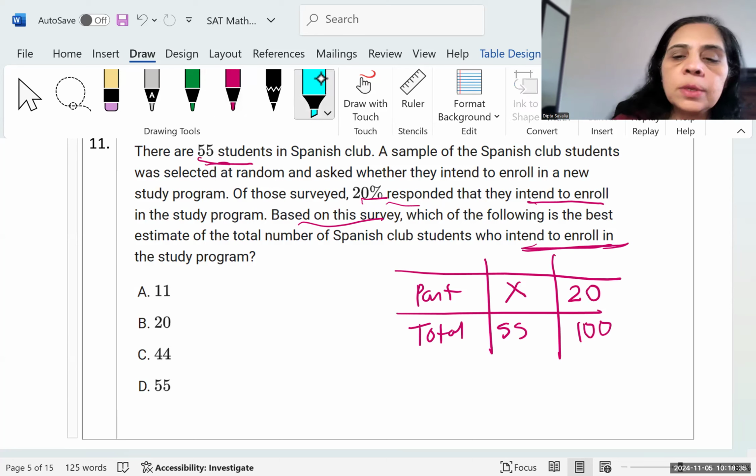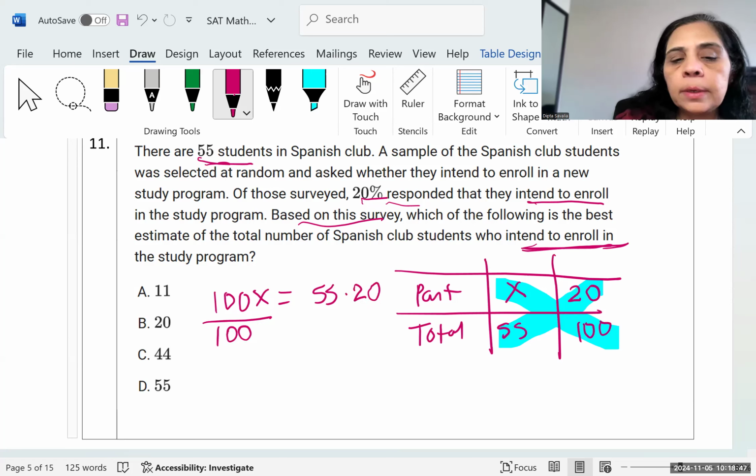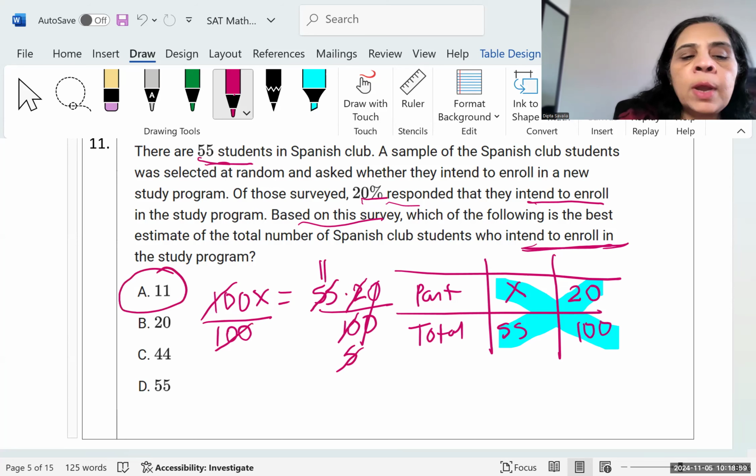Now we can just do cross multiplication here. So 100x equals 55 times 20 and divide by 100. Right, so we can cancel this. So 2 times 5 and 5 times 11 is 55. So answer choice A.